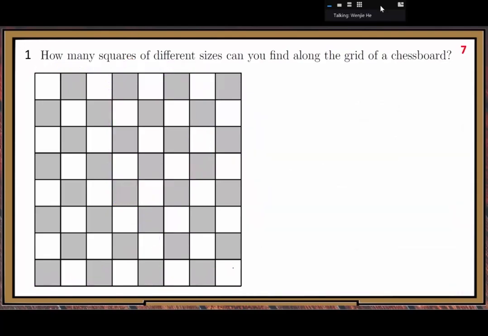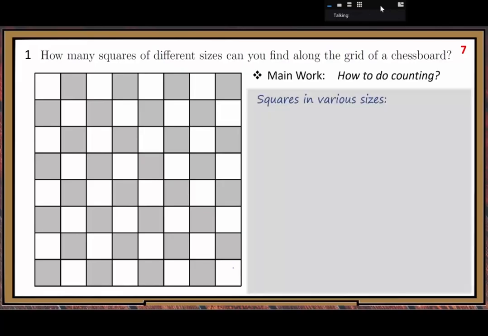Now, the main work: we need to do counting of squares in various sizes. Now I want to make a chart based on our analysis. Do you agree that at this point we have a much better understanding after this kind of discussion? Now, let's do some summary.